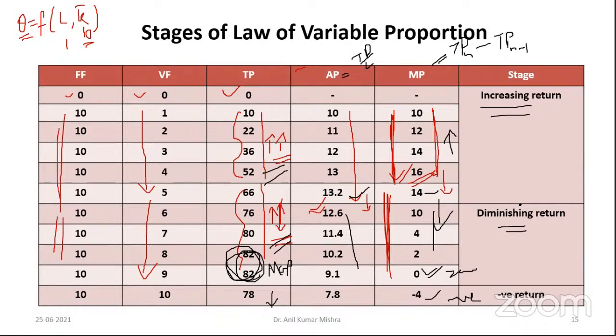So there are the three stages, and what those three stages are, in which way they occur, and which one is preferable for the producers, we will always discuss in the coming class.